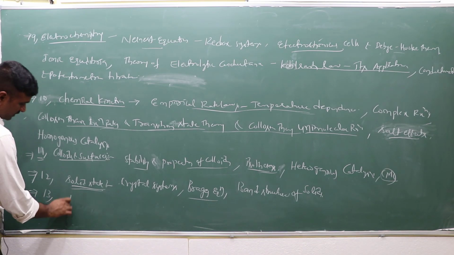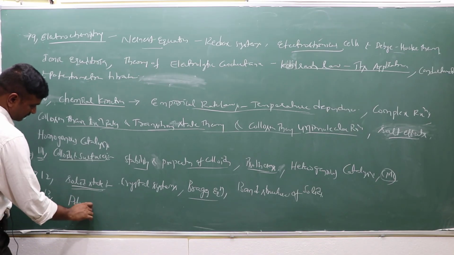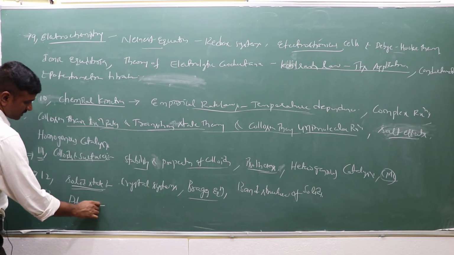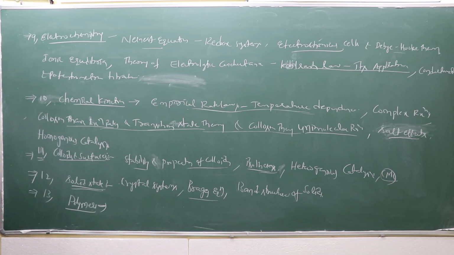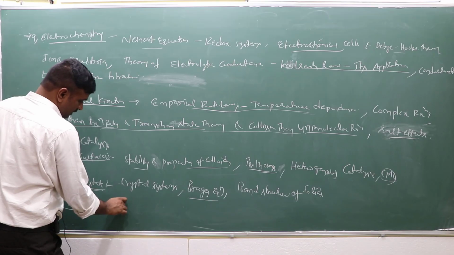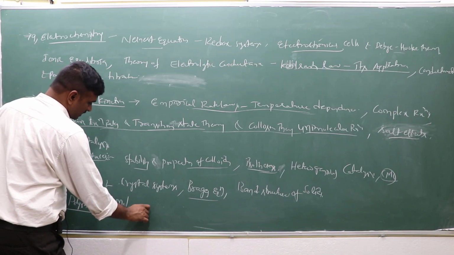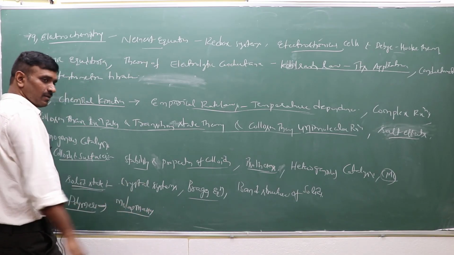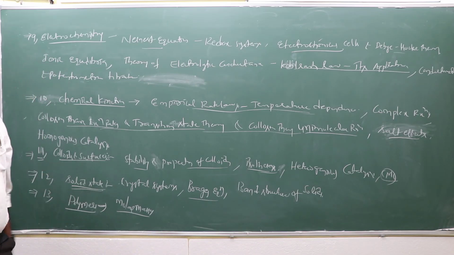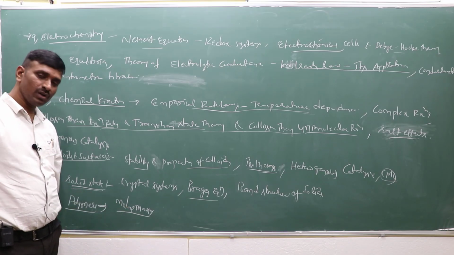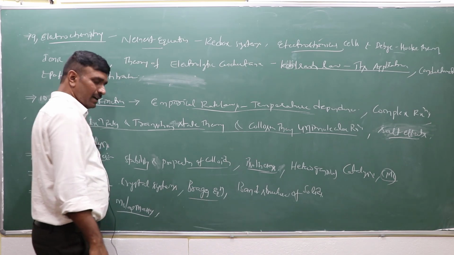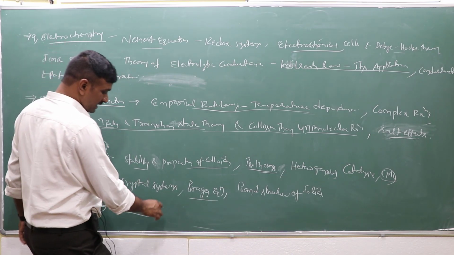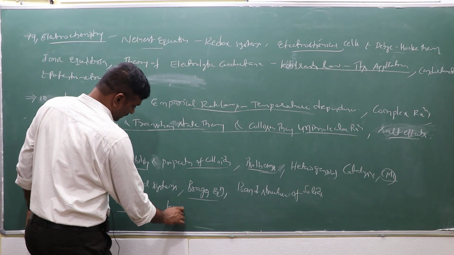Another unit, 13, which is mentioned, is polymers. From this also you may expect a 4 marks question. Which question may it be? In relation to molar masses, number average molecular weight and weight average molecular weight, you may expect a question, right? From the molecular weight determination point of view, a molar mass question will be there. And also you may expect a question on the kinetics of polymerization.